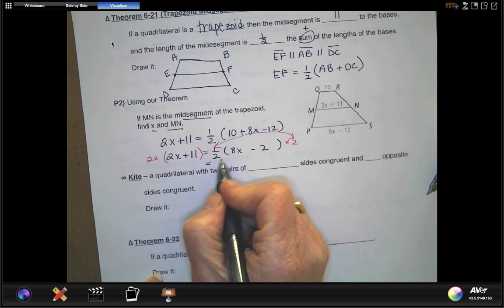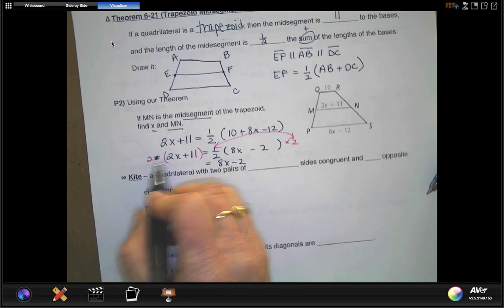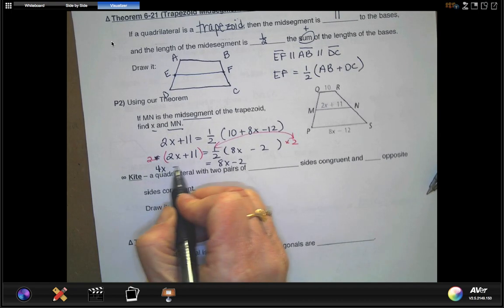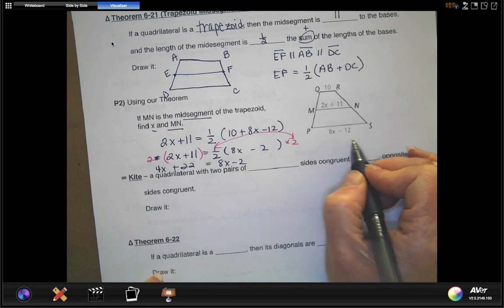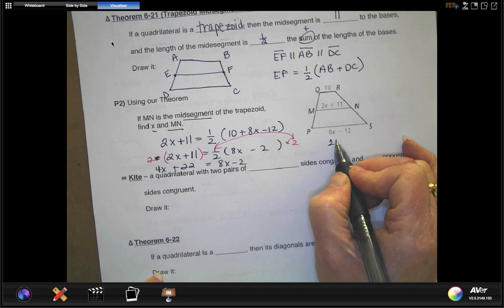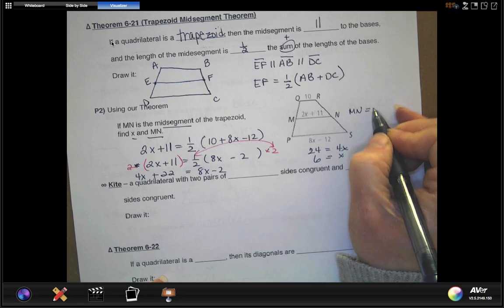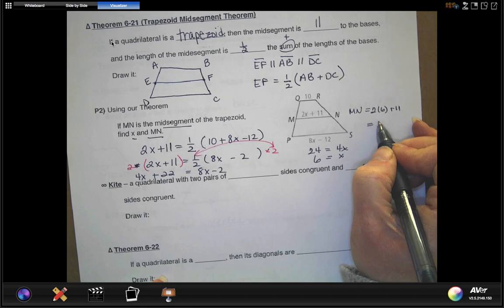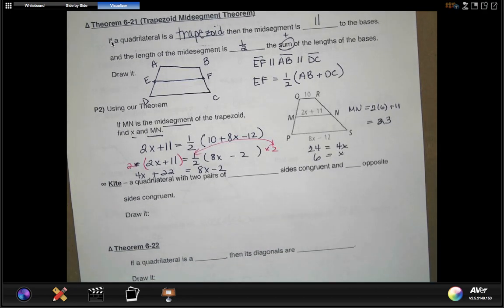So you just would have 8x minus 2 over here, but here, this is a multiplication symbol, not an x. So here you'd have to do 2 times 2x, so you'd have to get 4x. 2 times 11 would be plus 22. So then I could work out the math there. So 24 is equal to 4x, so then x ends up being equal to 6. And then MN, when I plug it back in, 2 times 6 plus 11, so 12 plus 11 gives me 23. So that's the length of MN.